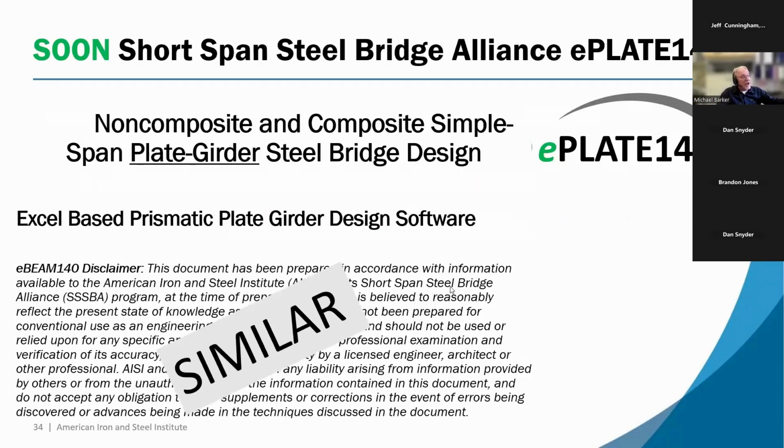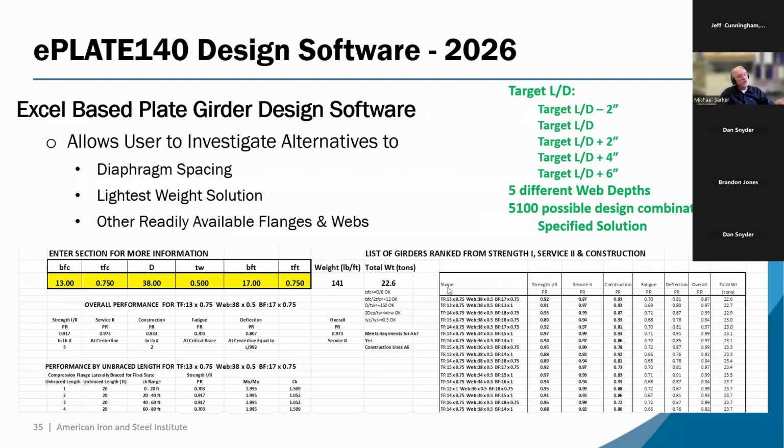And it's very similar, but now it's plate girder design. And the issue with plate girders, of course, is there is an infinite number of solutions that'll work for a particular design. But if we say, hey, we want to target L over D, maybe 25, right? And it's going to check a little bit less than that, at that, plus 3 more. So it's going to look at 5 different web depths. And then it has a set of flanges it checks so that it does 5,100 possible design solutions for those 5 different web depths.